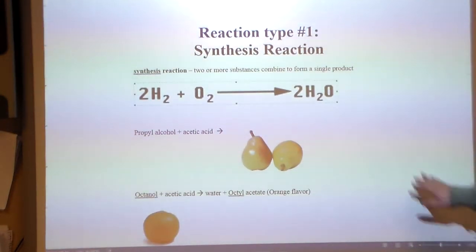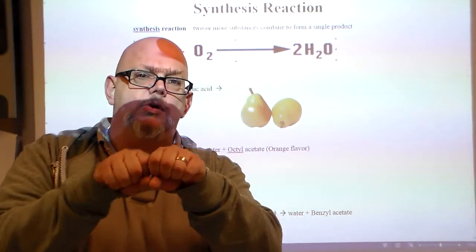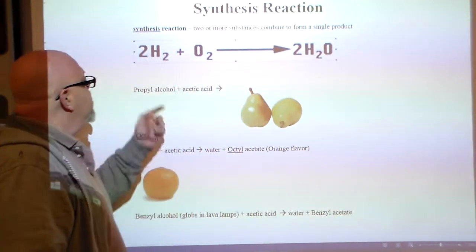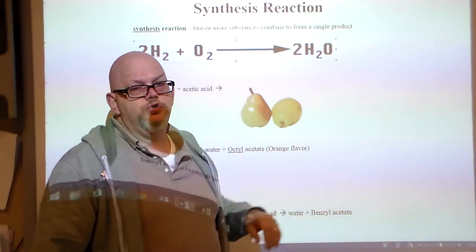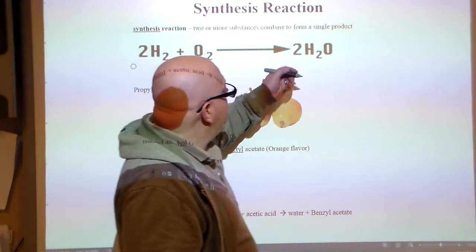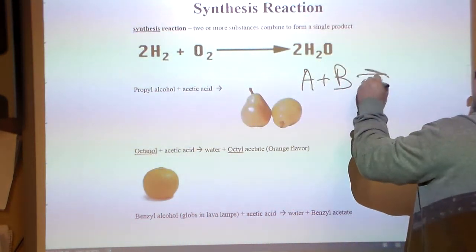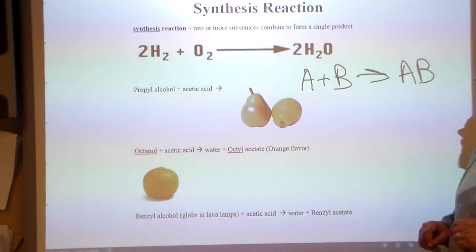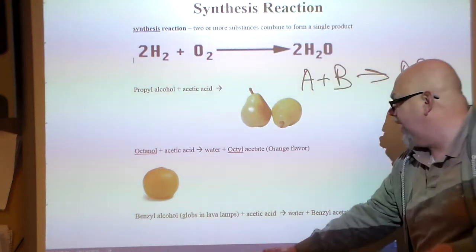Let's look at this first one here, the synthesis reaction. Anytime you see something being put together to make one product, it's a synthesis reaction, automatically. A great example is 2H2 plus O2 gets 2H2O. Another way to look at this, using letters of the alphabet, is A plus B gets us AB. This is a synthesis reaction.